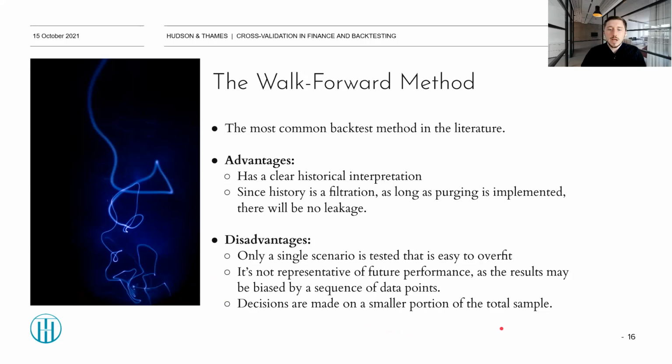And the last one is that decisions are made on a smaller portion of the total sample, meaning that we have a part of the data used for training and a part of the data, usually a smaller one, used for testing. And therefore, we're making our decisions on the performance of the strategy based on the smaller part of the total data set.